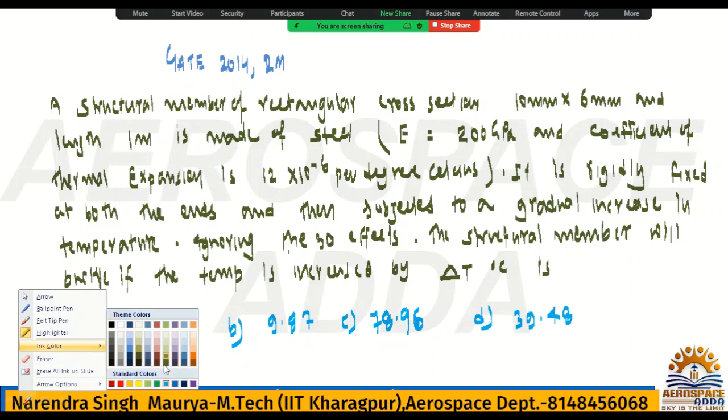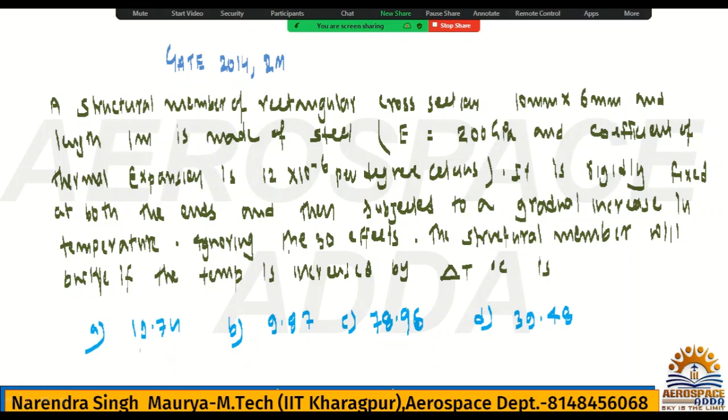You have to apply the concept. Read it once. One rectangular cross section structural member we have. Length, width, height, everything they have given. Young's modulus they have given to us. Coefficient of thermal expansion they have given to us. Why have they given the coefficient of thermal expansion? Because it is subjected to thermal stress. You read it, you will get it.